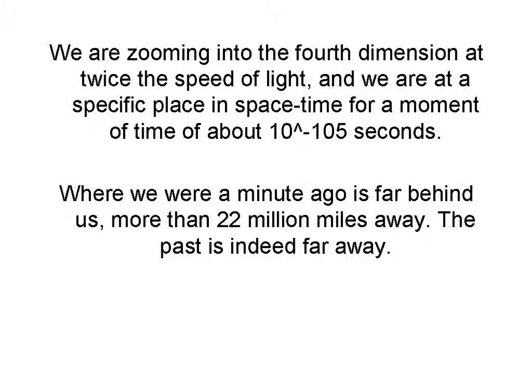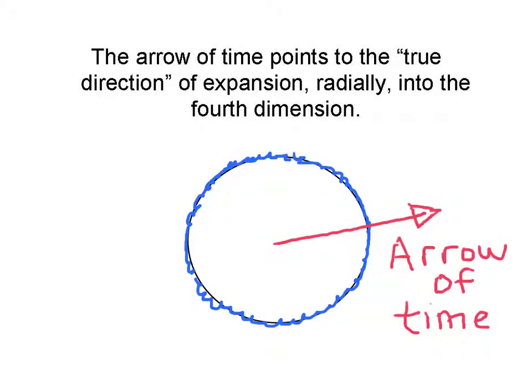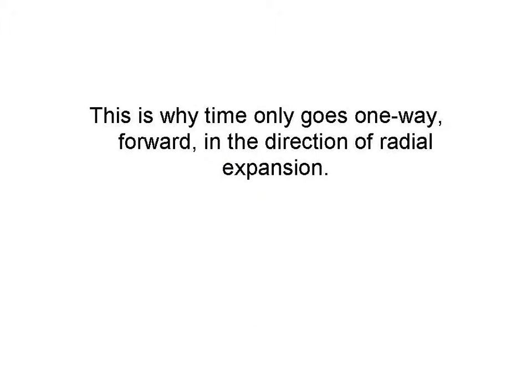Where we were a minute ago is far behind us, more than 22 million miles away. The past is indeed far away. The arrow of time points to the true direction of expansion, radially into the fourth dimension. This is why time only goes one way, forward, in the direction of the radial expansion.